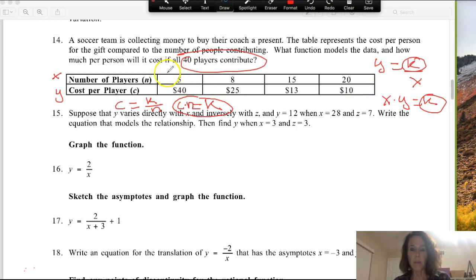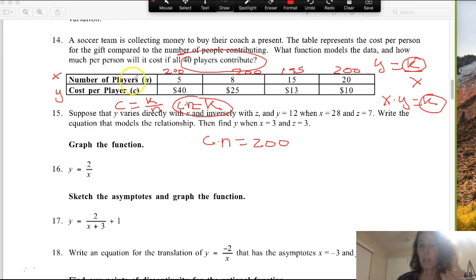Well, 5 times 40 is 200. 8 times 25 is 200. 15 times 13 is not quite 200. It's 195, but almost, depending on if they rounded that $13. 20 times 10 is 200. It looks pretty constant to me. So I'm going to say the cost times the number of players is 200, right? Whatever that cost is, the cost per player times the number of players is 200. So we're spending $200 on the coach for a gift.